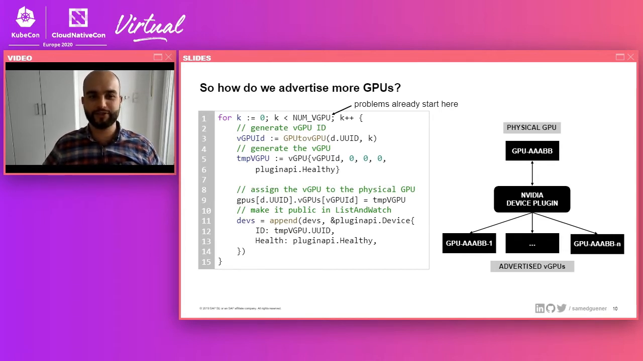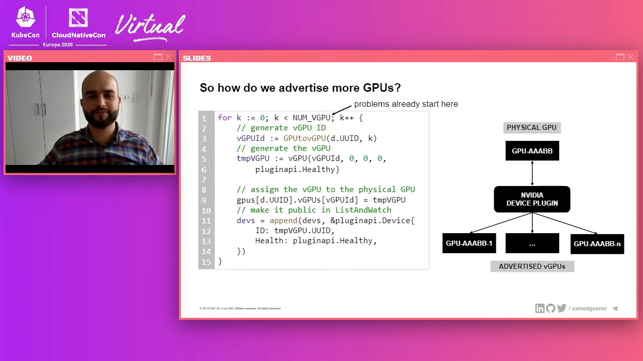Using the GPU ID of a physical GPU, we generate a number of virtual GPUs by simply adding a suffix. Afterwards, we assign those vGPUs in the device plugin to the physical one and tell Kubernetes that we own more GPUs, each with a GPU ID. So we lie. Once Kubernetes calls the allocate function, we simply remap the virtual GPU ID to a physical one, and that's it. But as simple as it sounds, we have quite a few trade-offs with this approach.